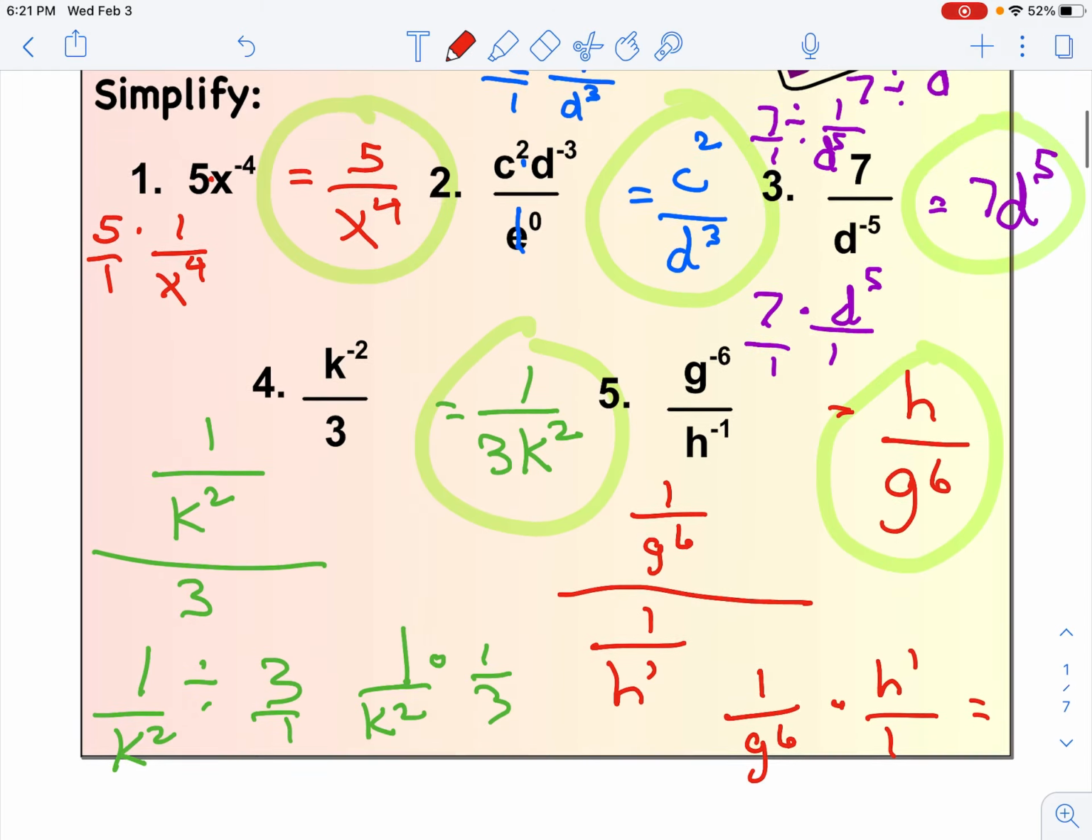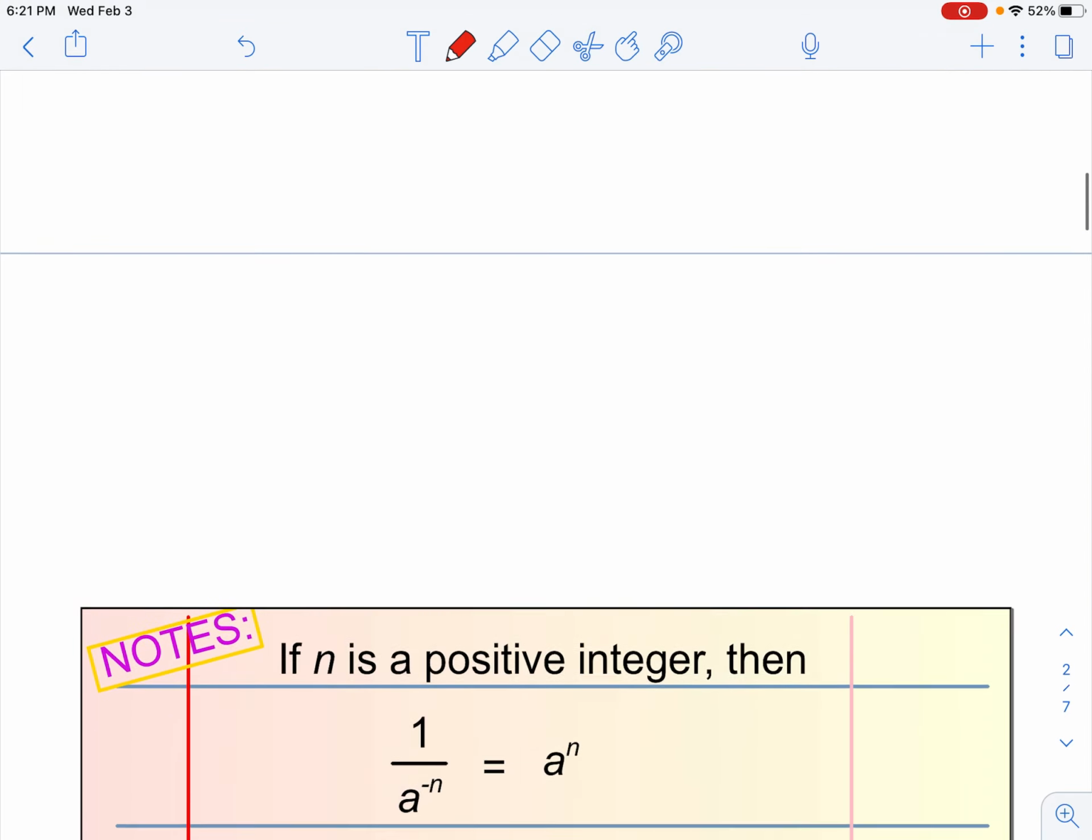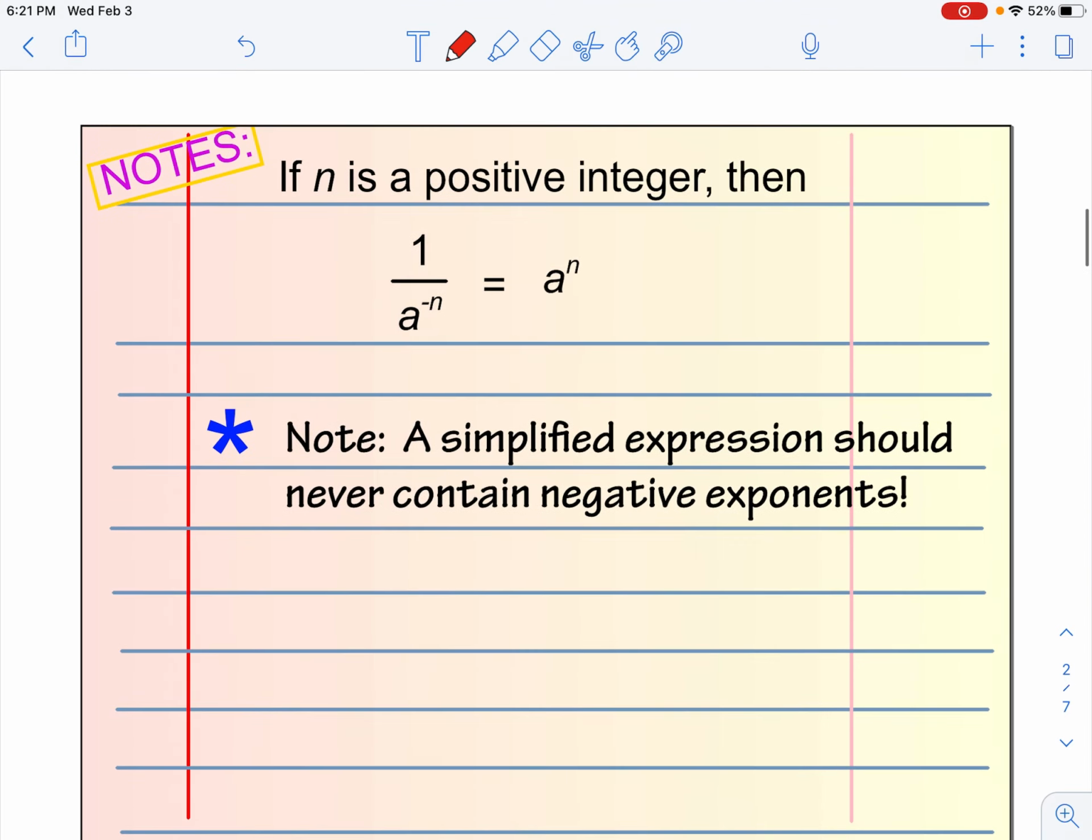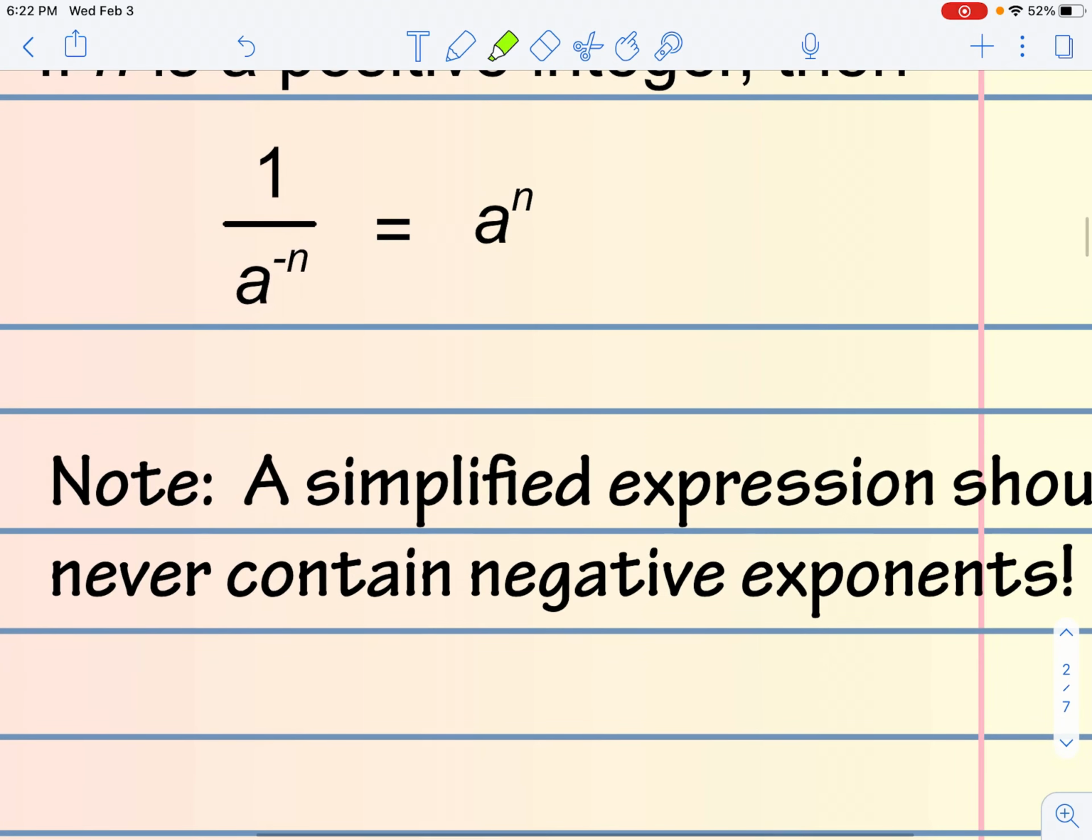So hopefully you're starting to get the hang of these negative and zero exponents. Today, we are going to work on some other properties of powers, but let's just remember that we reviewed this and it came up in the warm-up. Basically at this point, we can say if n is a positive integer, then 1 over a to the negative n becomes a to the positive n.